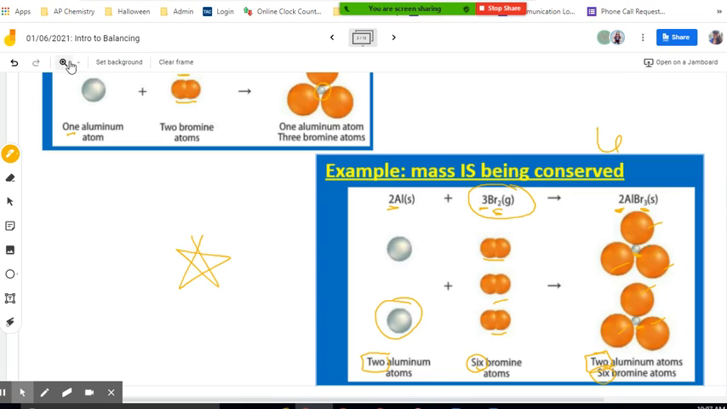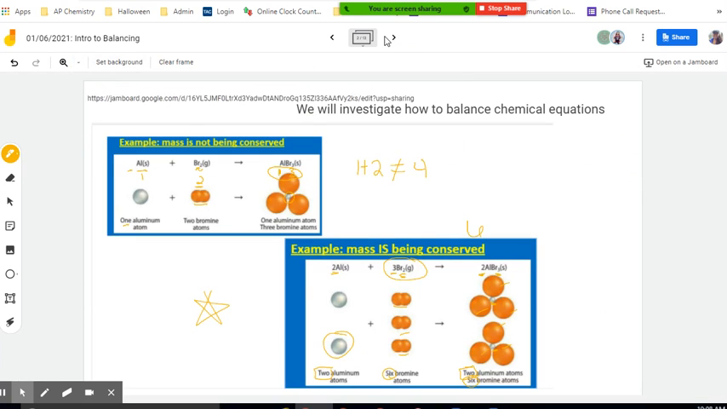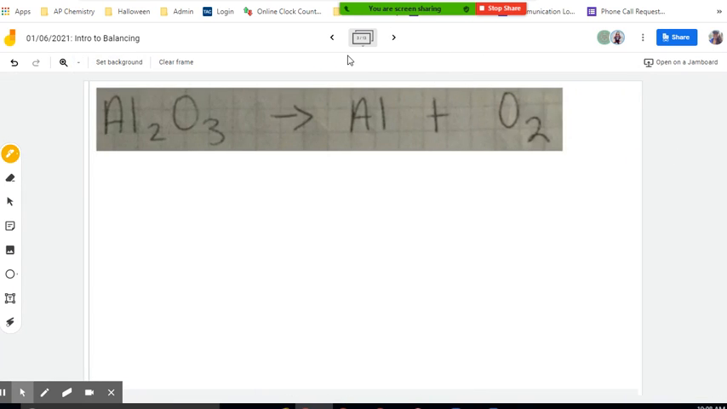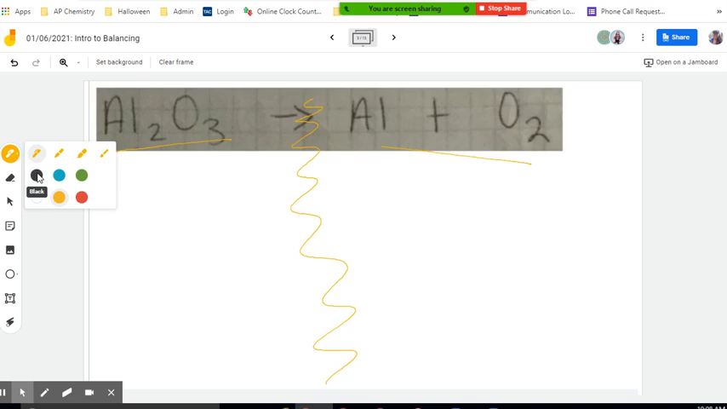So if you're still with me on the Jamboard, go ahead and go to slide 3. All right, so I'm going to show you this box method thing, okay? And so big idea is that we're going to draw this line right here, meaning everything, my reactants have to equal my products, right?